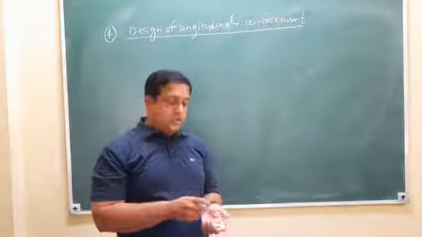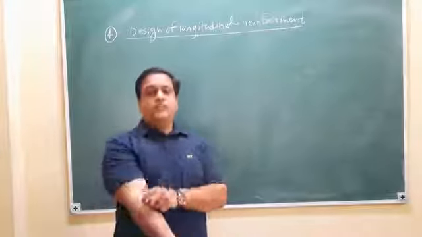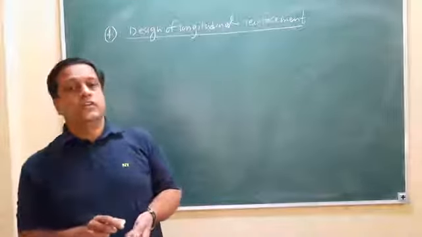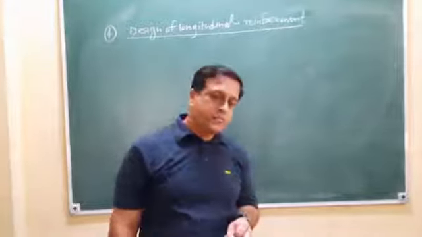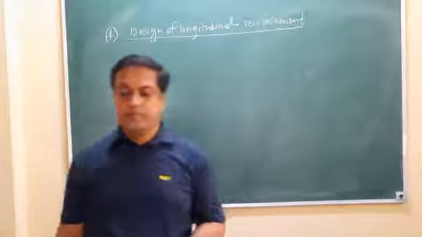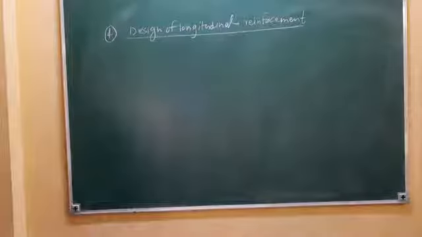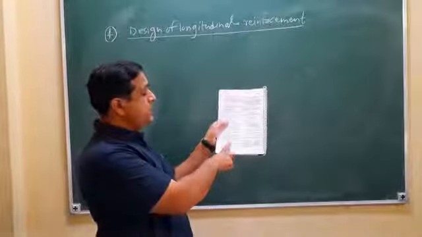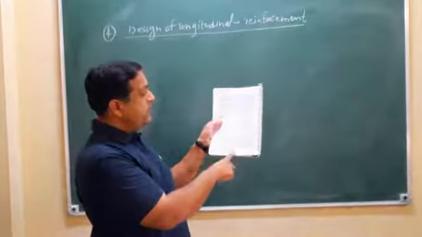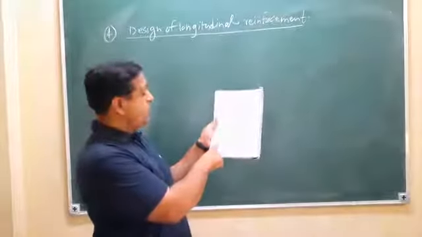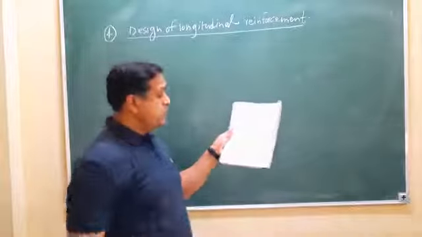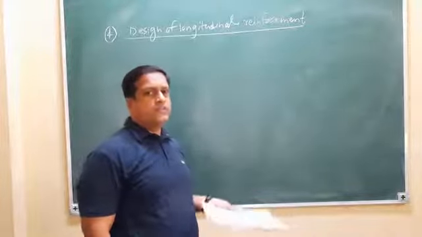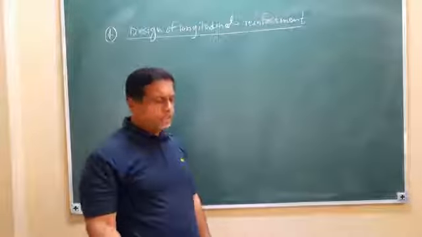beam. When you want to design the longitudinal reinforcement, the first requirement is the bending moment. For which bending moment you are going to design the longitudinal reinforcement? So in torsion, the longitudinal reinforcement is designed for bending moment ME1. Page number 75, clause number 41.4.2, design of longitudinal reinforcement. Directly you have to refer this page from IS 456 and do the further steps.